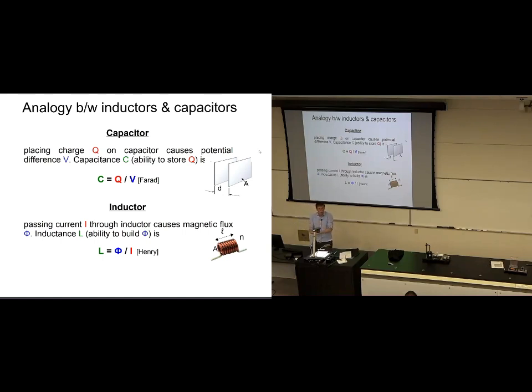So in capacitors, you place charge on the plates. In inductors, you flow current through the windings. In capacitors, you get a voltage between the plates. In inductors, you get a flux through the windings. And so that's kind of the analogy. Capacitance and inductance are the same kind of proportionality constants, but in the world of charge and voltage versus the world of current and flux. So I just wanted to show you that.